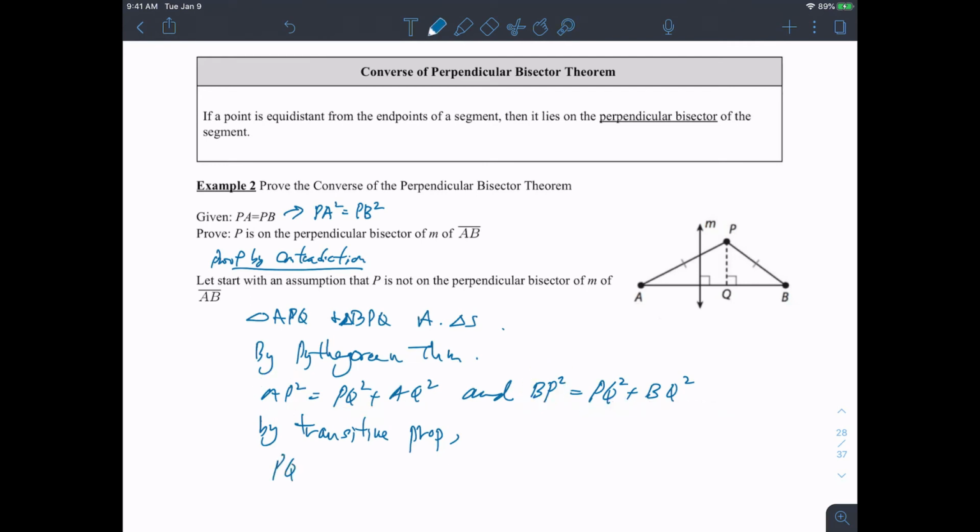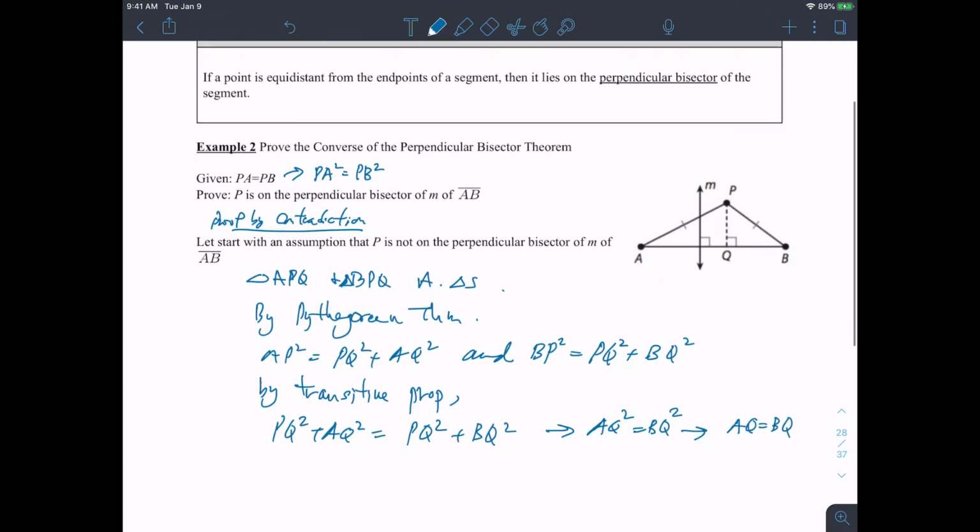So we know that PQ squared plus AQ squared is equal to PQ squared plus BQ squared, and we know that these two are the same, right? So by subtraction property, that implies that AQ squared is equal to BQ squared. By square rooting both sides, we know that AQ is equal to BQ.